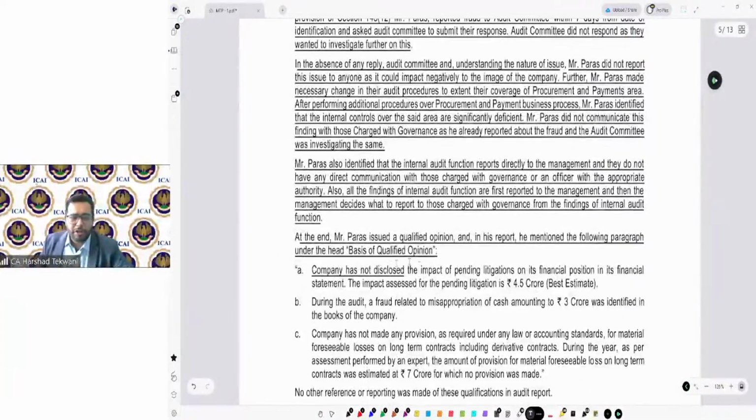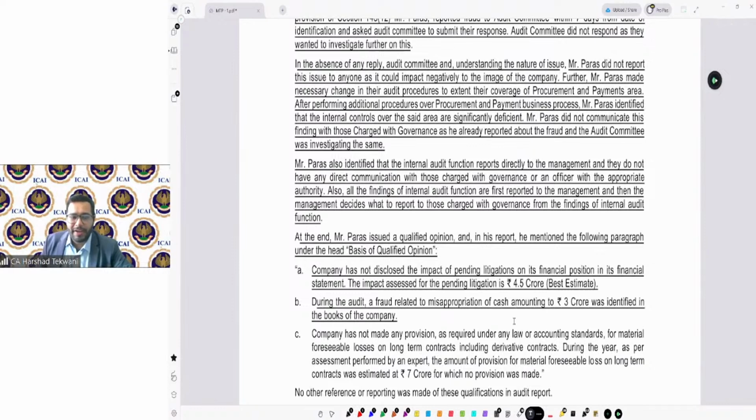The company has not disclosed the impact of pending litigation on its financial position in its statement. The impact assessed of pending litigation is 4.5 crore. During the audit, frauds related to misappropriation of cash of 3 crore were identified in the books of the company. The company has not made any provision as required under law or accounting standard for the material foreseeable loss on long-term contracts, including derivative contracts.